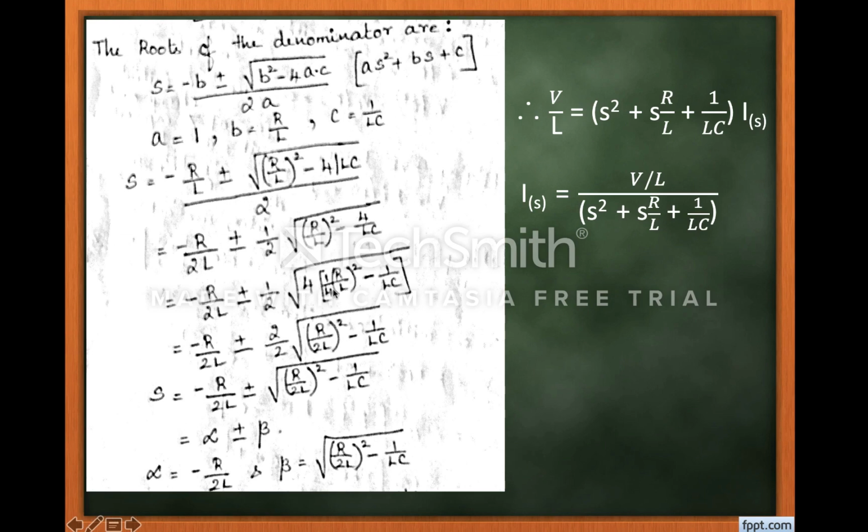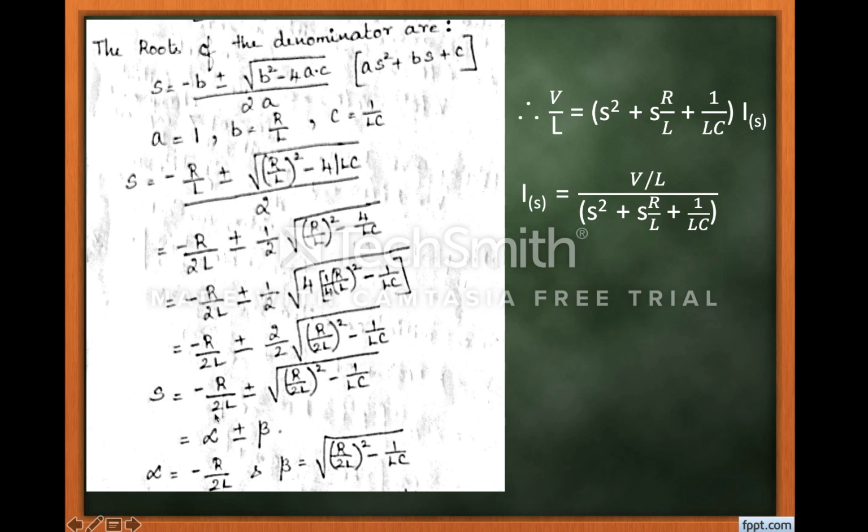Now this 4 is nothing but 2 squared. So therefore you can put the term inside R/L, so it becomes (R/2L) the whole squared. And this 4 term, when you take it outside, it becomes 2. So 2 by 2 is 1. So ultimately the expression reduces to root of (R/2L)² minus 1/LC. So therefore you will have s = -R/2L plus root, and the other term as s = -R/2L minus the root.